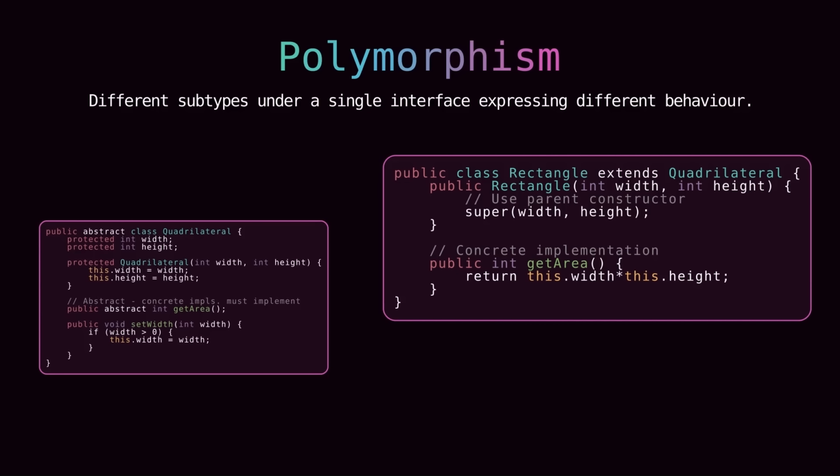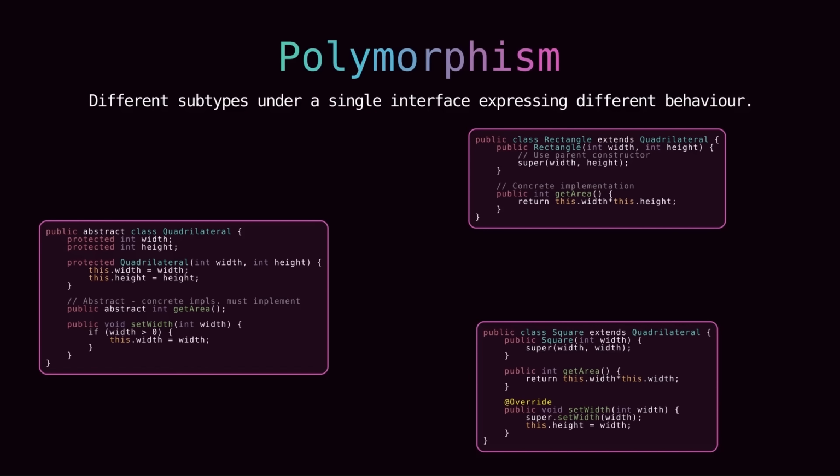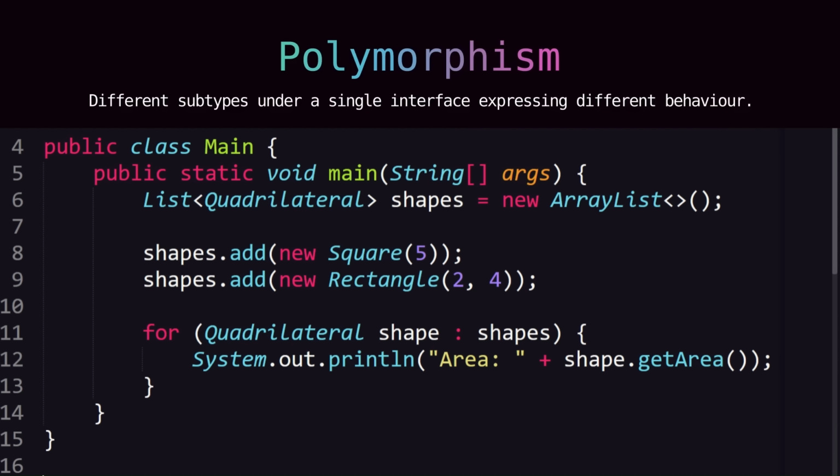In this example, there are several quadrilateral subtypes. Each one calculates the area in a unique way. Yet in the main function, you don't need a massive switch statement to call the right calculate area method. Instead, you can just call shape.getArea, and at runtime, it is decided which getArea method to invoke based on the type of the subclass. No conditionals or type checking needed.